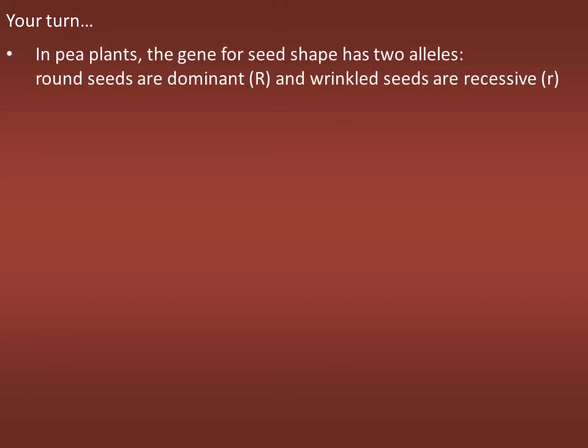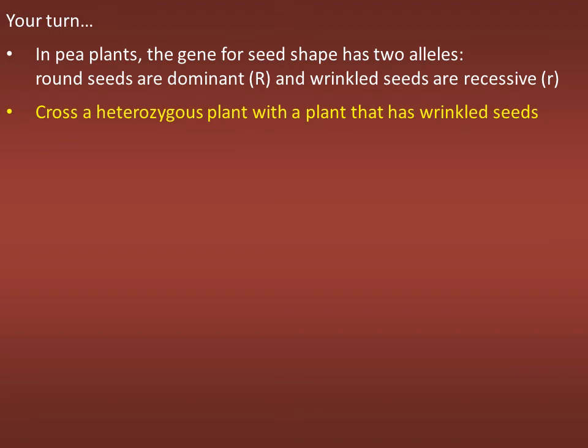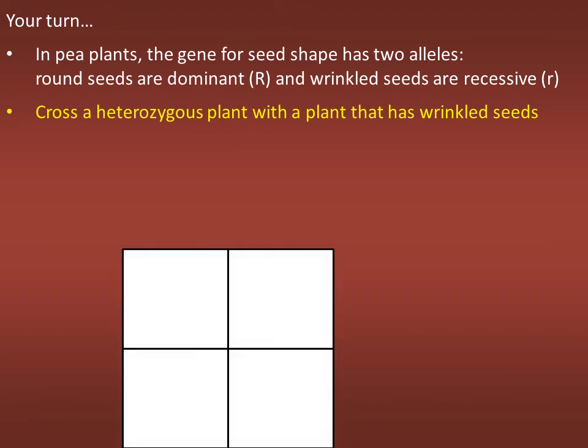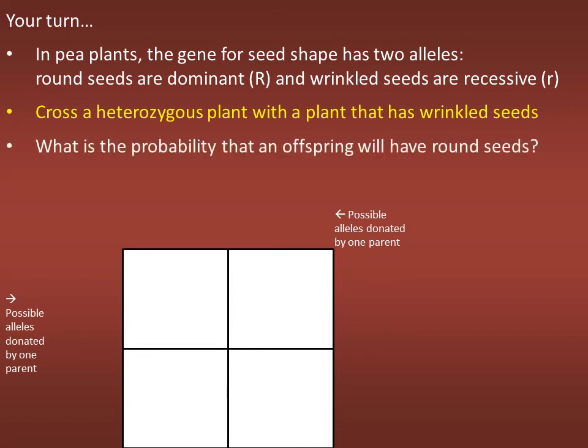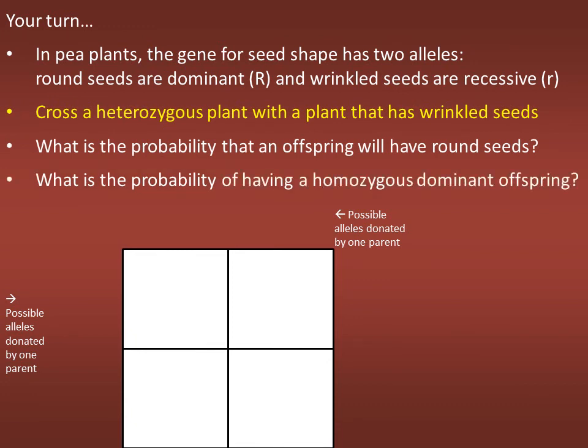Okay, so now you take a turn. In pea plants, seed shape has 2 alleles. Round seeds are dominant and wrinkled seeds are recessive. So go ahead and cross a heterozygous plant with a plant that has wrinkled seeds. And remember to put the possible alleles from one parent across the top and the other possible alleles from the other parent down the side. And then answer these following questions. What is the probability that an offspring will have round seeds? And what's the probability of having a homozygous dominant offspring? So go ahead and pause the video and take a minute to work this out.